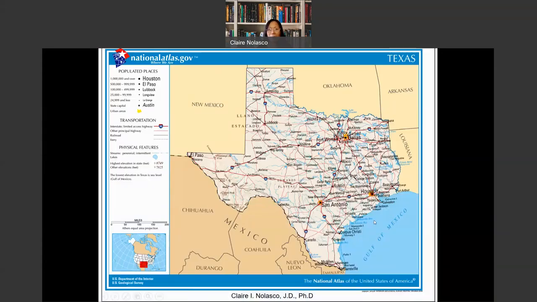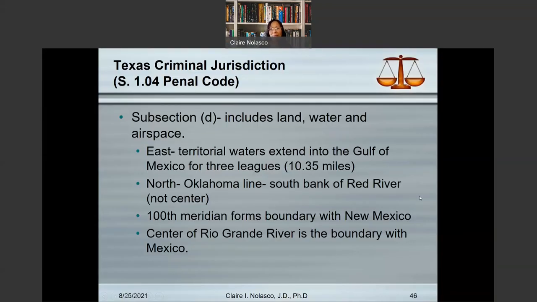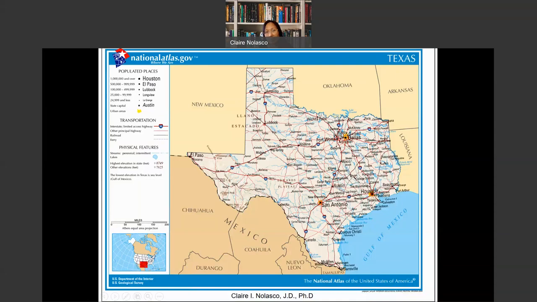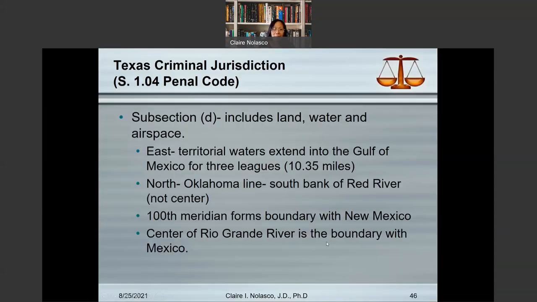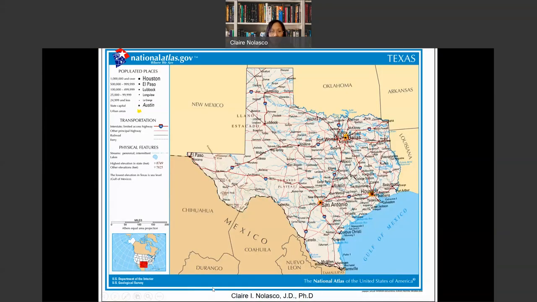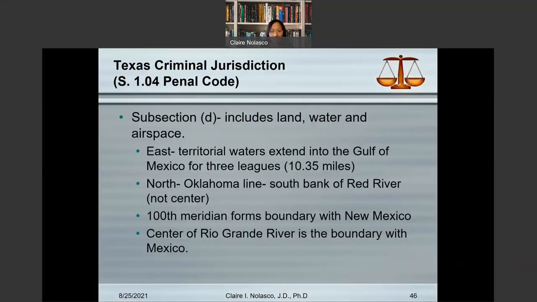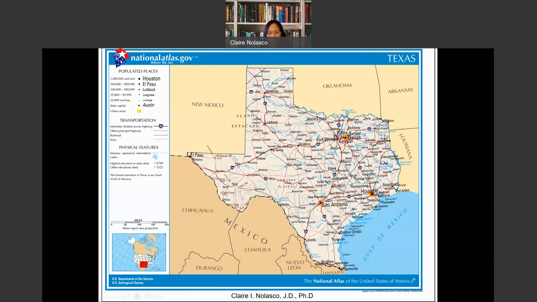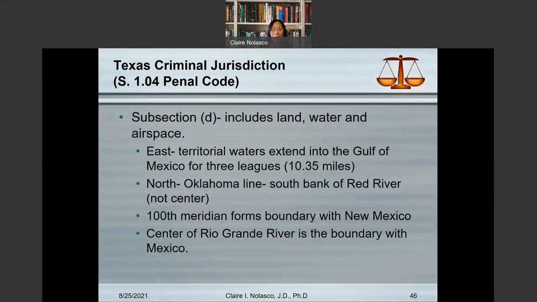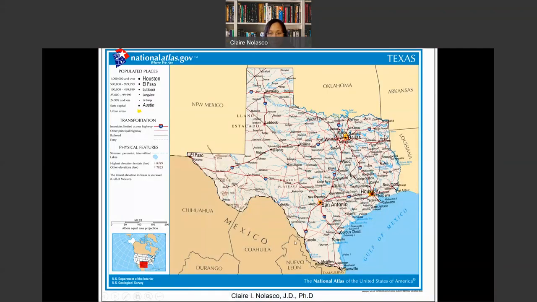And then north, with Oklahoma, the territory of Texas extends to the south bank of the Red River. So you see this Red River. And then in New Mexico, the 100th Meridian forms the boundary line. And then with Mexico, the boundary between Mexico and Texas extends up to the middle of the Rio Grande River. So it's not to the outermost shore of the Rio Grande River, but only to the center, because Mexico would own the other center of the Rio Grande River.